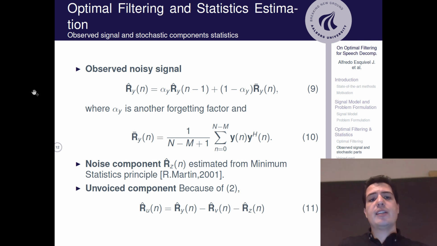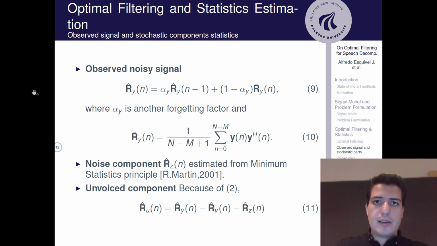For the observed noisy signal, in order to avoid problems between frame transitions, we adopt a recursive approach as in equation number 9. So we have an RY with a bar on top, which is the sample covariance matrix, in equation number 10. And we apply this kind of smoothing with a forgetting factor alpha Y, which depends on the previous observation frame. And we also take into account the current frame in order to avoid this transition between frames problem.